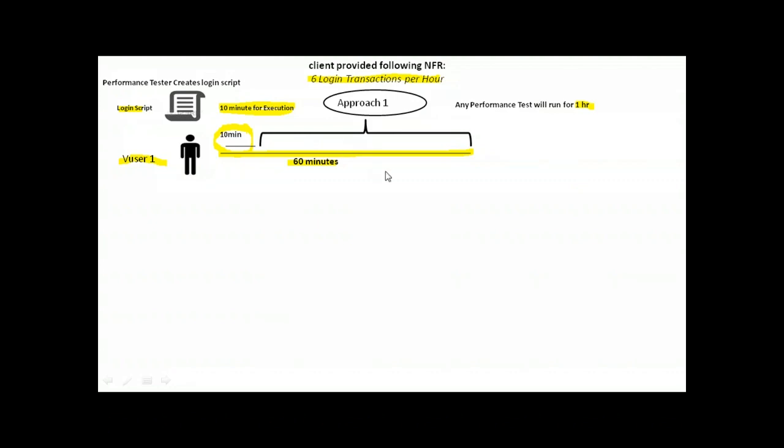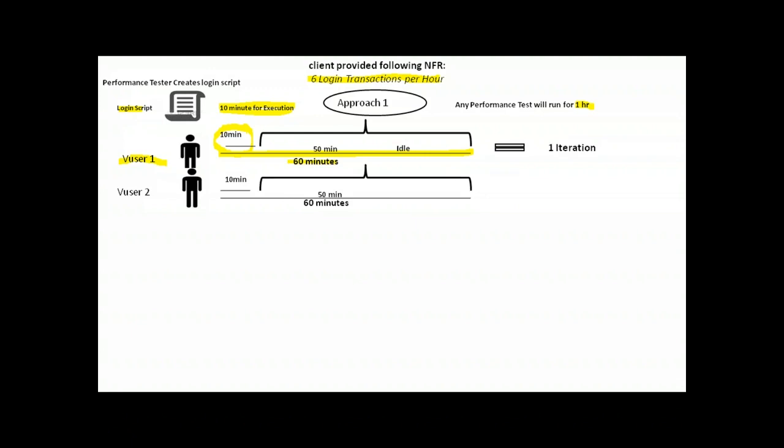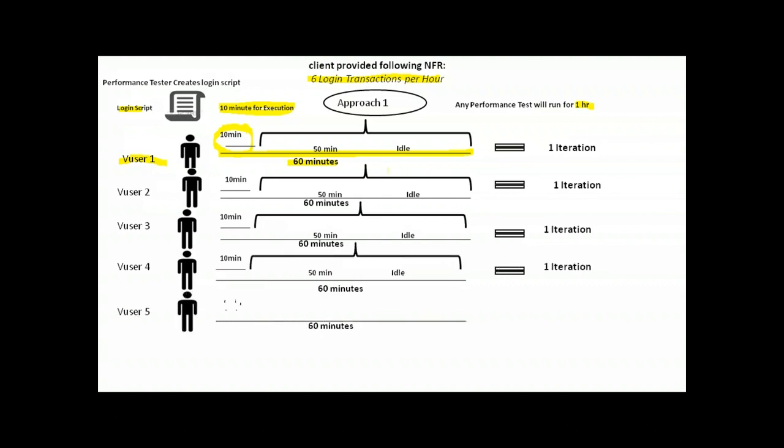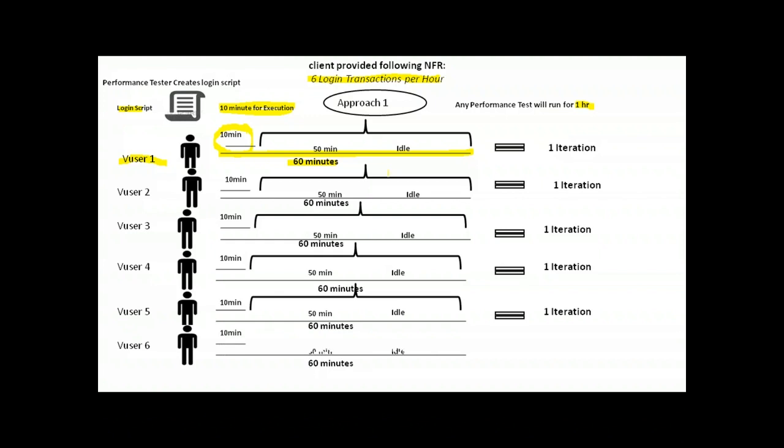Now, the second virtual user. So second virtual user, again, he has taken the login script. He's running that login script, which means that 10 minutes is consumed. Again, the next 50 minutes, he's not doing anything. So like this, we have taken how many users? 6 users. Each of the users is taking the login script and running it.